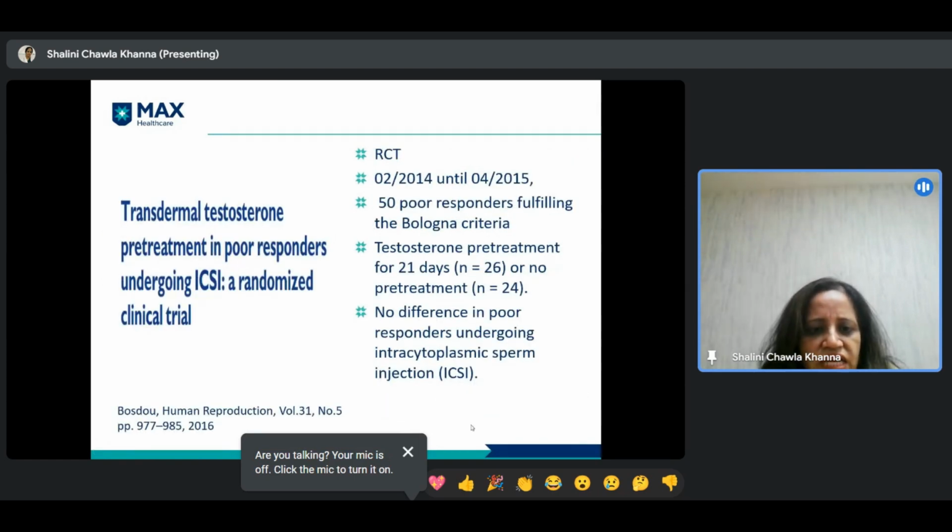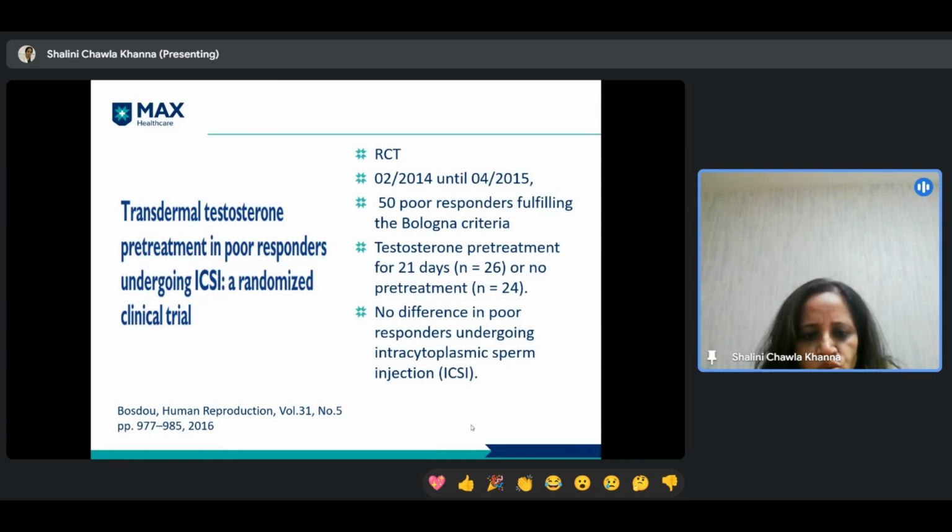Again, there was a randomized controlled trial by Bosdou et al. in 2016, conducted from February 2014 to April 2015. They took only the poor responders who fulfilled the Bologna criteria, and they gave testosterone pre-treatment for 21 days in 26 patients and no treatment in 24 patients. They also did not find any beneficial outcome in these patients.